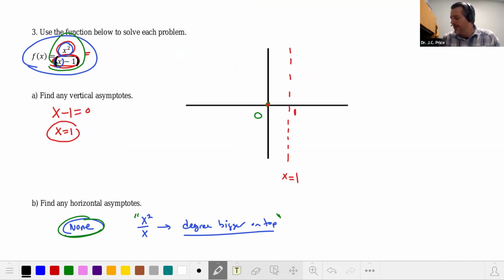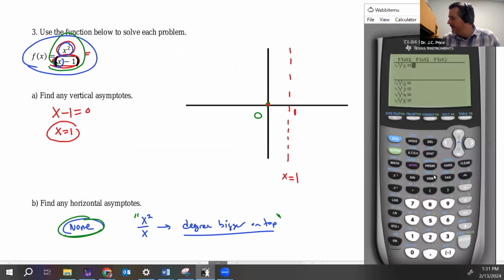And so on my calculator, what do I have? I'm going to hit y equals. I cleared that out. I'm going to type in x squared, and then divided by left parenthesis x minus 1 in parenthesis, and then just go to your graph because you already have a negative 10 by 10 window. And so that's what it looks like. Kind of weird. So we'll talk a little bit about why it looks so strange here.